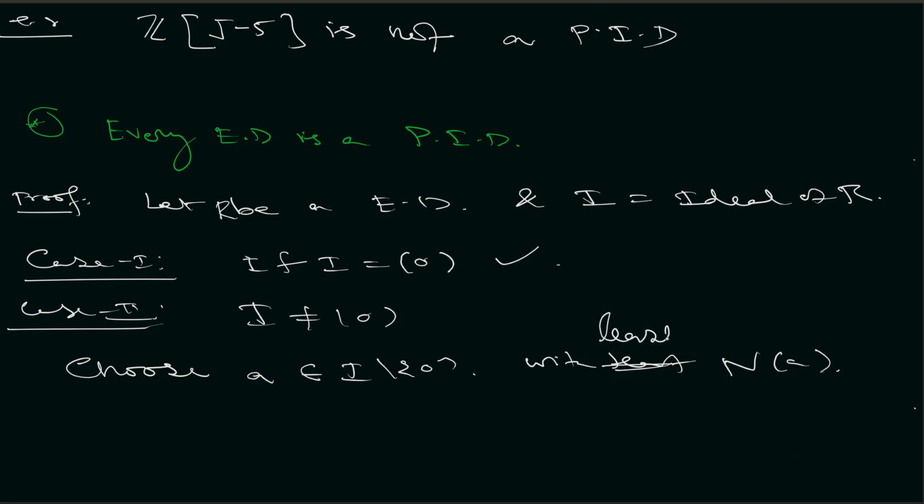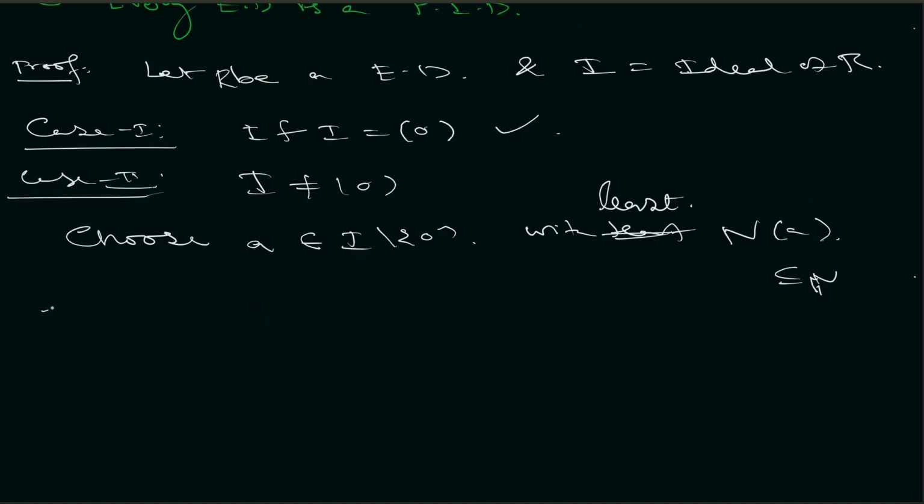The norm of A is actually a subset of the natural numbers. Every subset of the natural numbers has a least element, which is called, I forgot, it's called the well ordering principle. Sorry, this is called the well ordering principle.